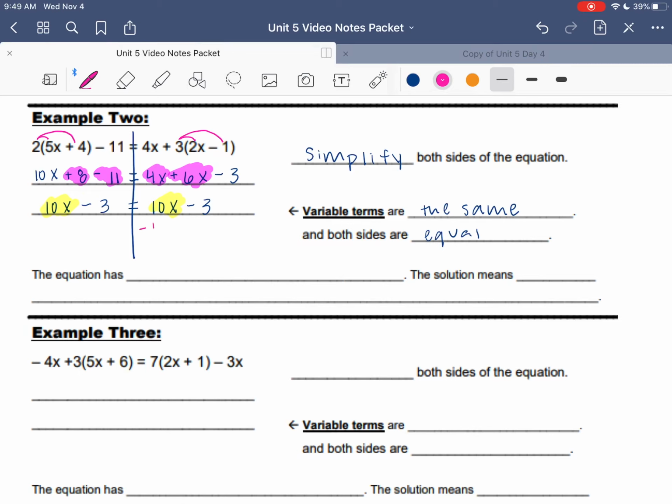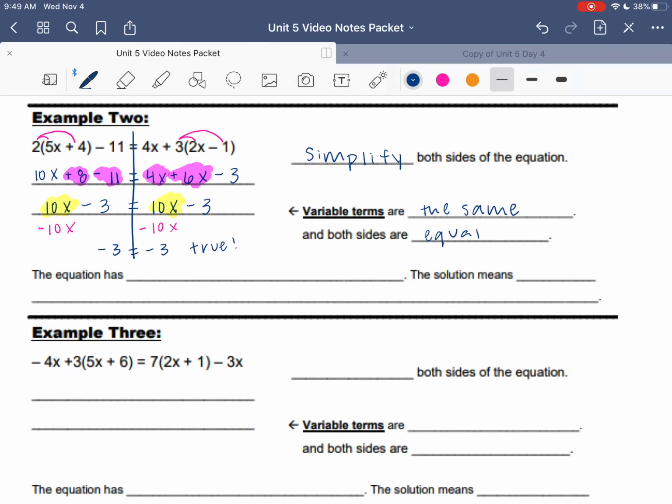I told you in the last example, I like to move any x's on the right to the left, so I would subtract 10x on both sides. But when I subtract 10x on both sides, I get -3 equals -3. And now that's something that makes sense. It's kind of strange looking, but -3 is equal to -3. That is true. So we don't say that the answer is -3 here.